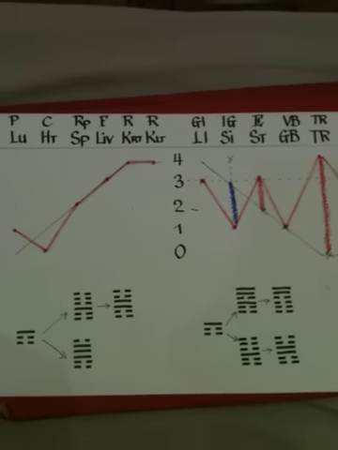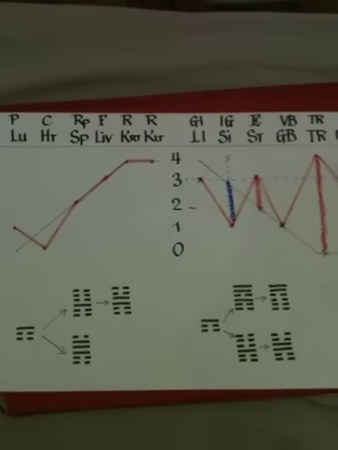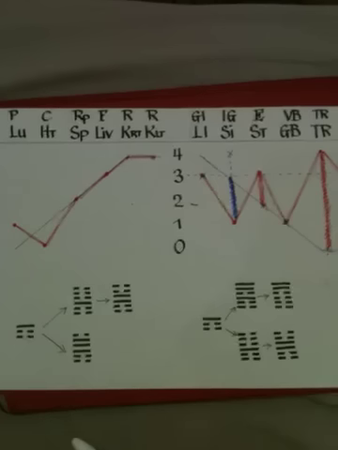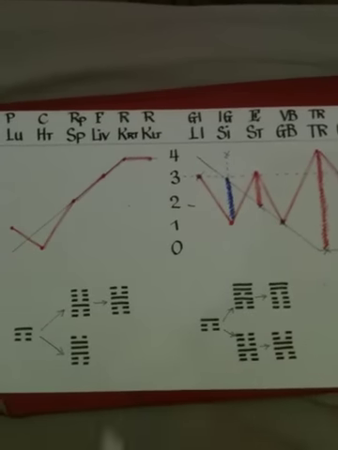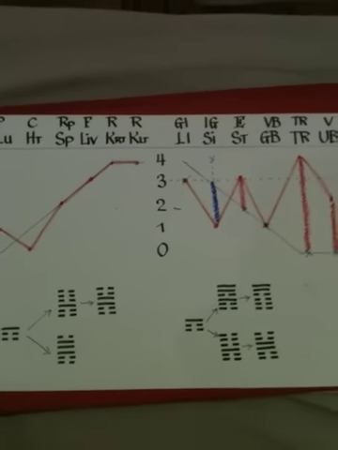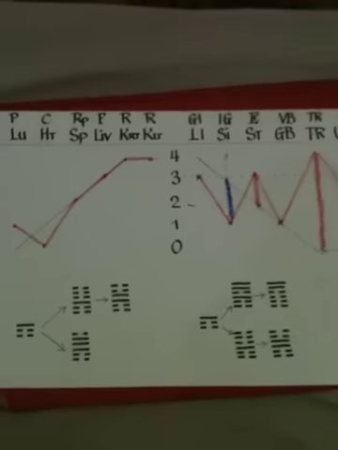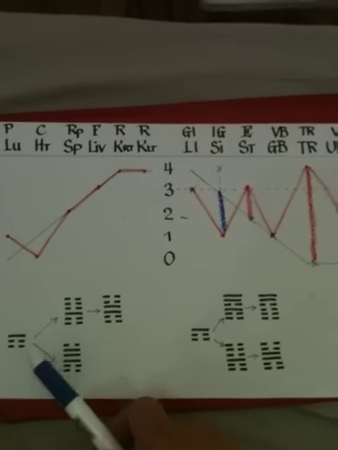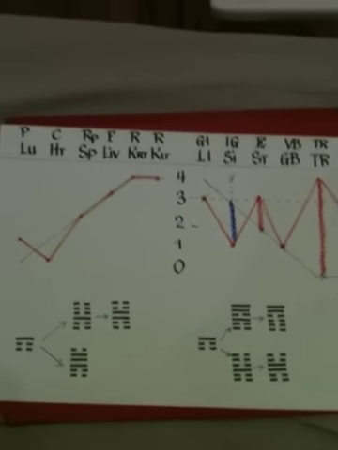So this is how we use the pulse map method and the five movement Wuxing acupuncture pulse diagnostic for treatment with the Bagua balancing method.